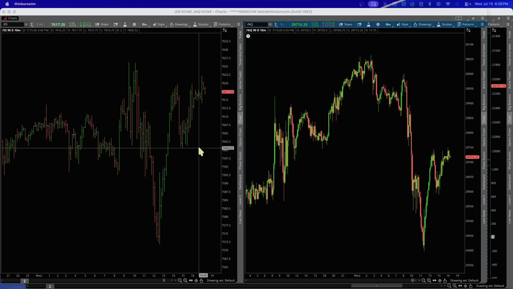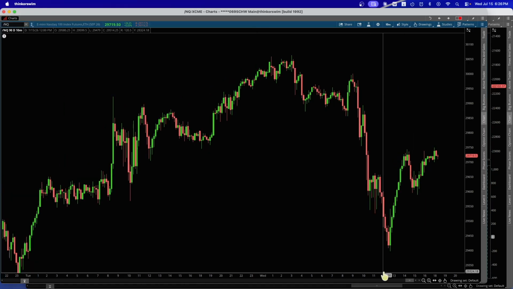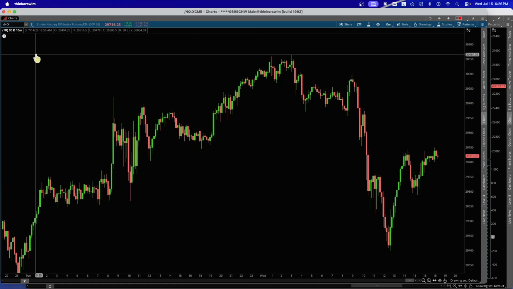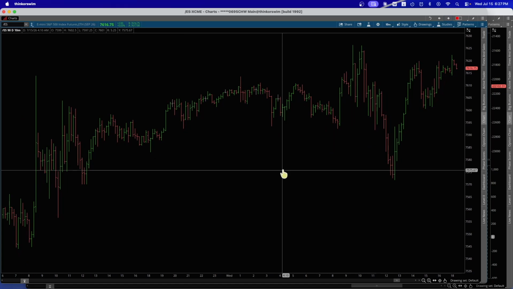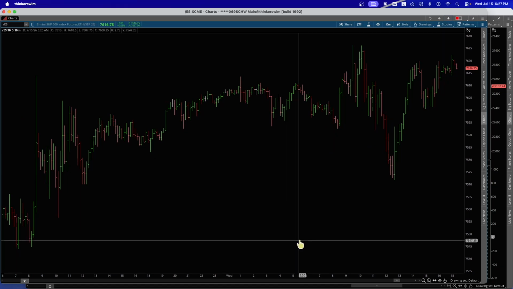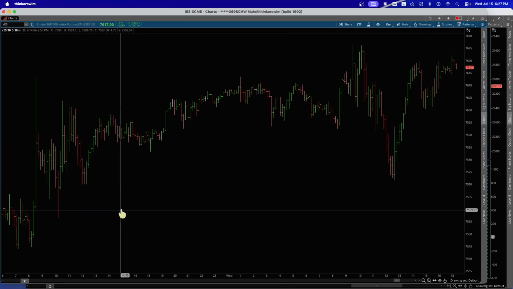Now, take a look at these two charts. If you were trading any one of them, let's separate them. This is the NQ, or the NASDAQ futures contract. This is the ES, or the S&P futures contract. If you're being honest with yourself, if all you're looking at is price and price action, there is no predictive value there, because this, without any context, is just past history.